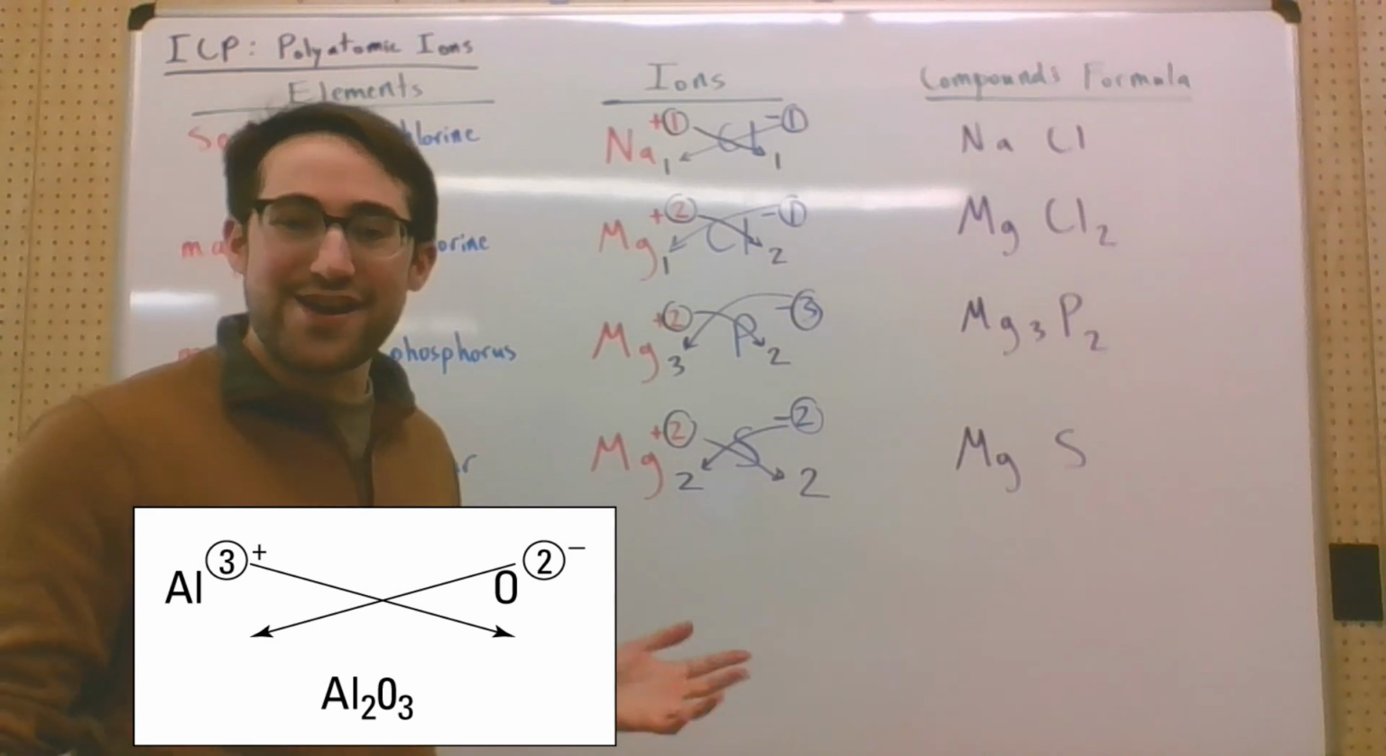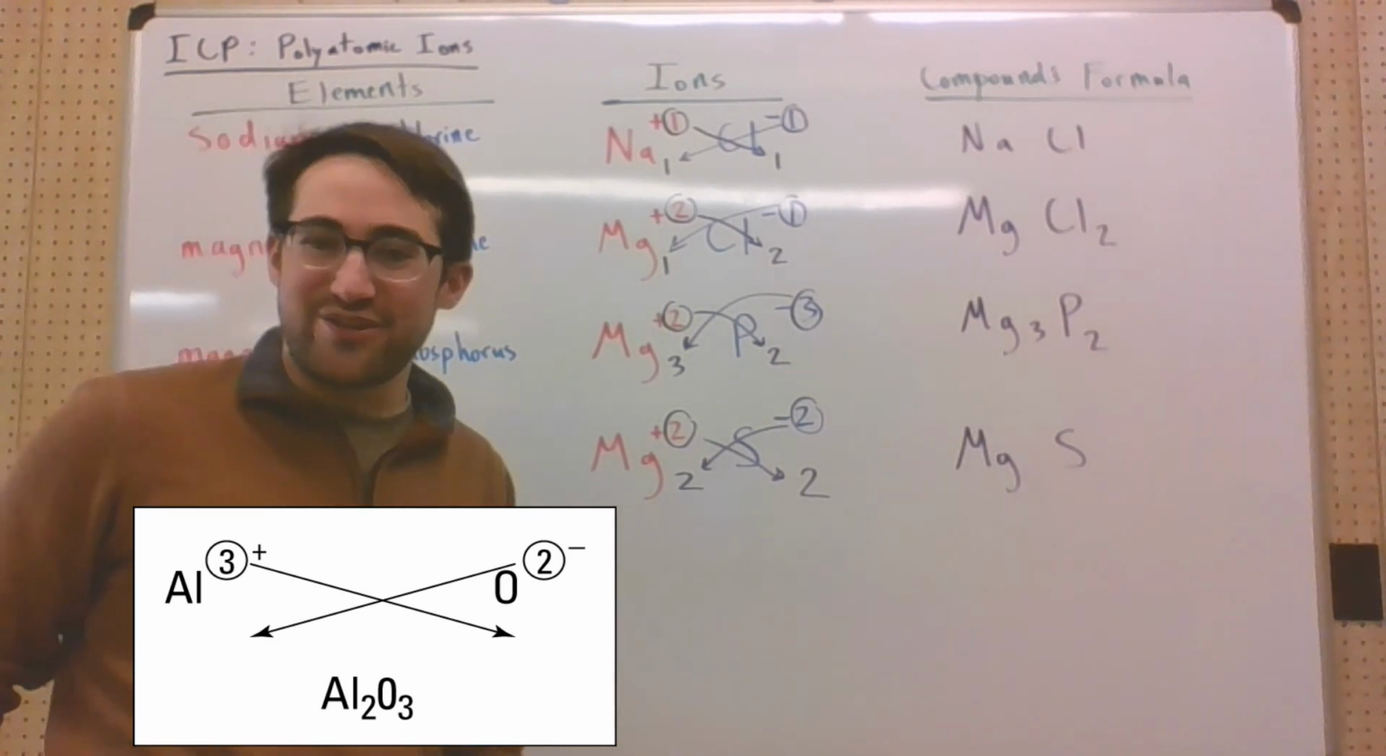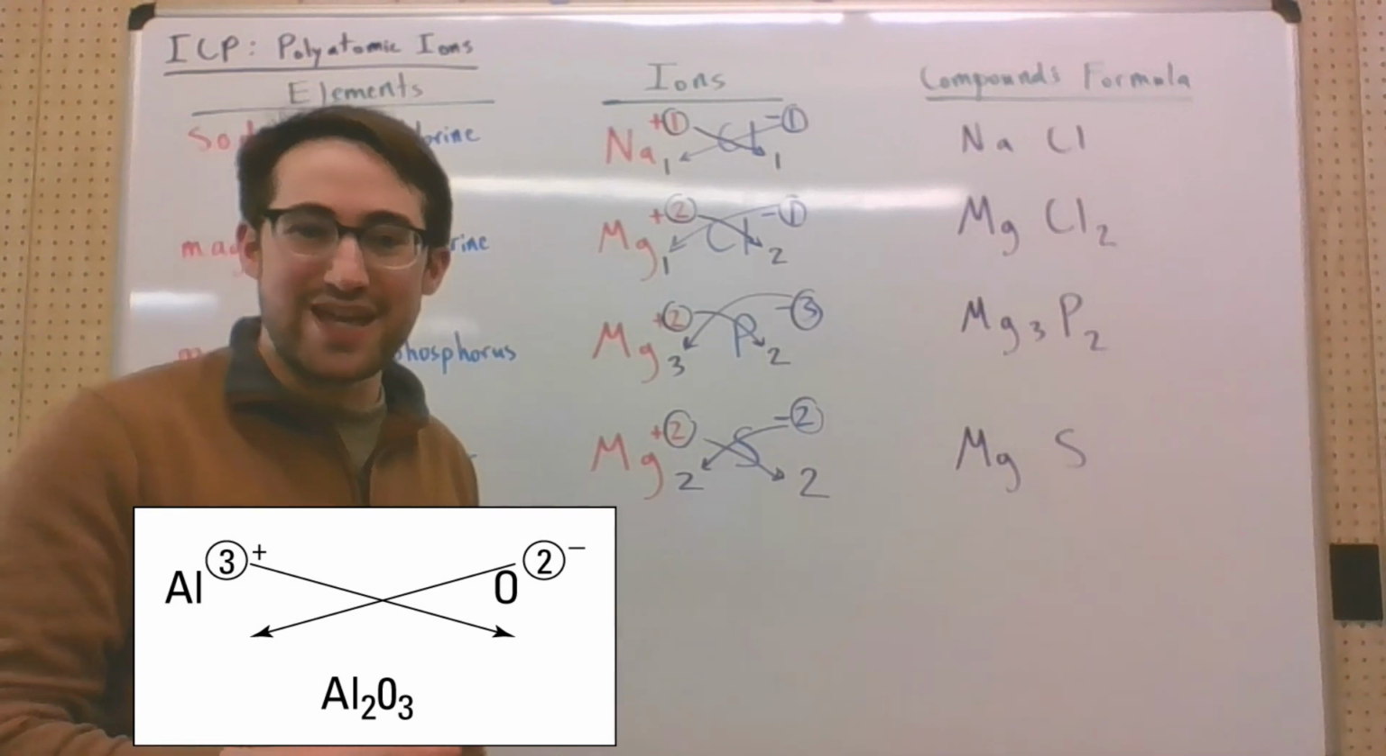Okay. That's the ion crossover method. And it's going to make it a lot easier for us to figure out what an ionic compound is made of, to figure out the formula.